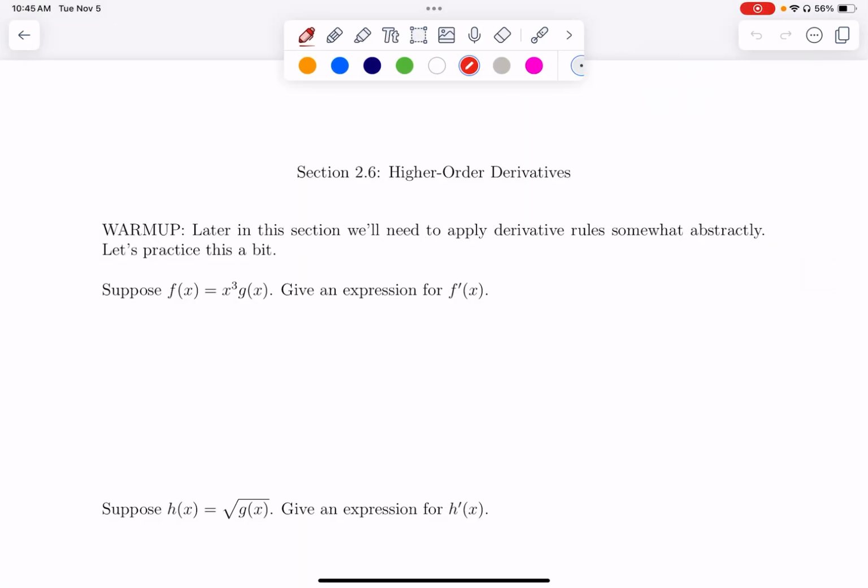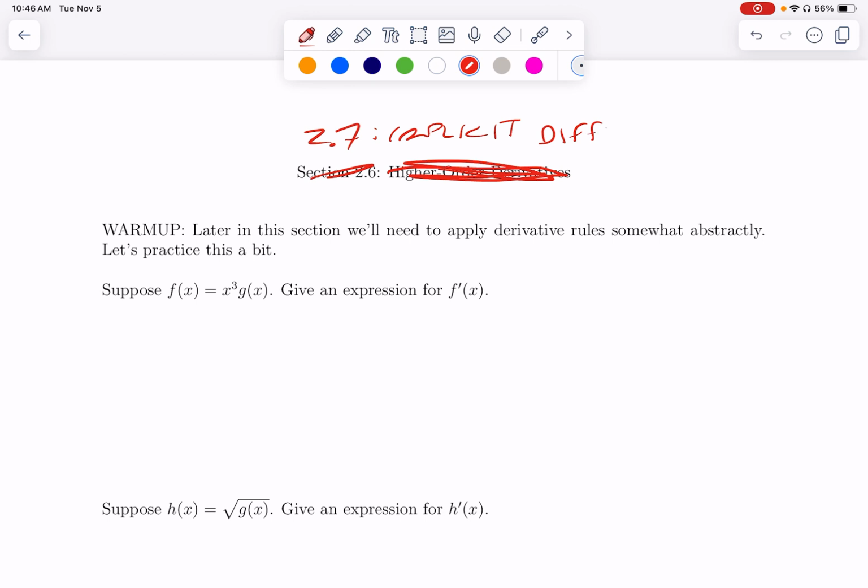Hello, this video is going to be, oops, I opened up the wrong section. Oh, yikes. I'm going to change this. Sorry, I just didn't change the title. This will be fixed by the time you look at it. This is section 2.7 on implicit differentiation. Sorry about that. Proofread everything except the title.